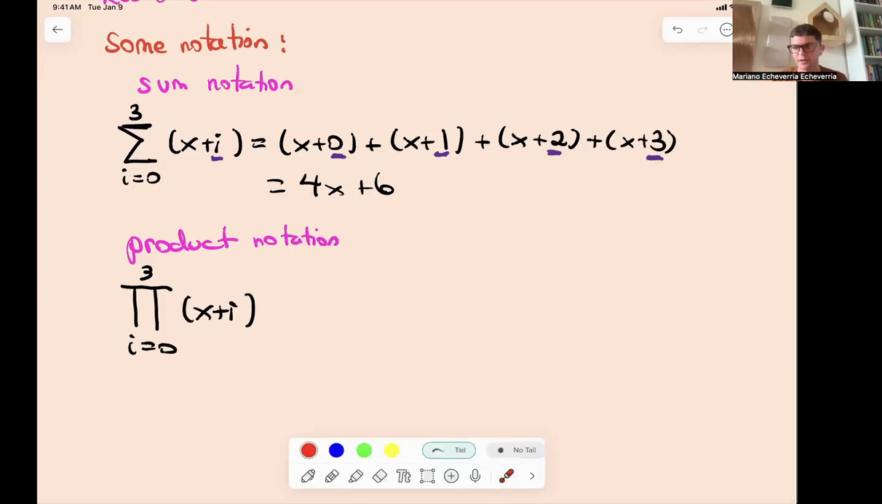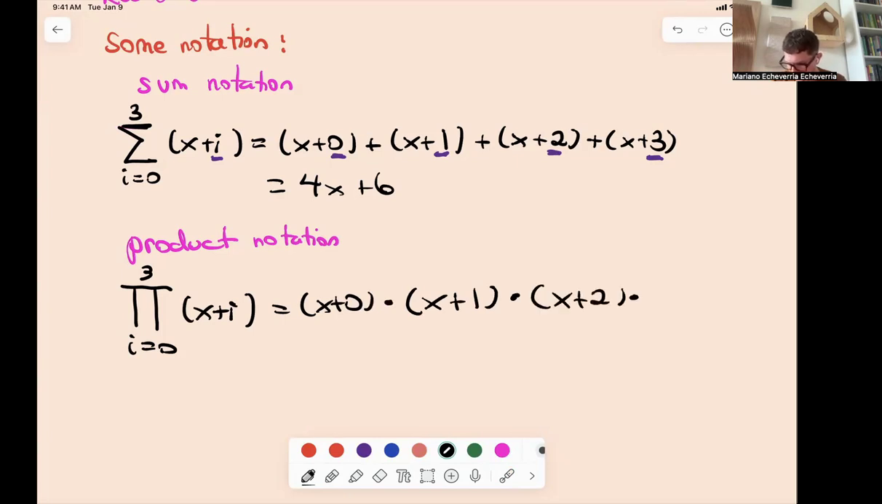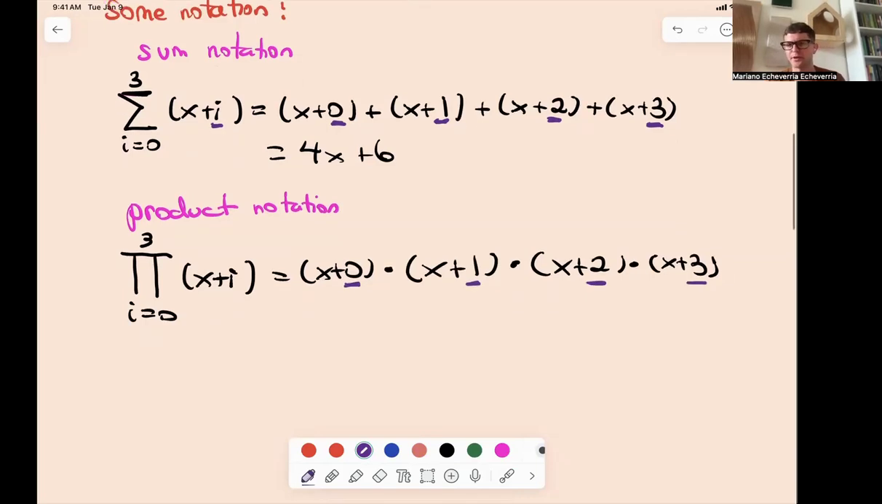So the idea is that instead of adding the terms, you multiply the different factors that you get by giving different values to i. In this case, it would be x plus 0 times x plus 1 times x plus 2 times x plus 3. Okay, and again, i is changing from 0 to 3. Is that making sense? In this case there's not much you would want to do, because you don't want to do the product explicitly. The only thing I would do is rewrite this as x times x plus 1 times x plus 2 times x plus 3, right?